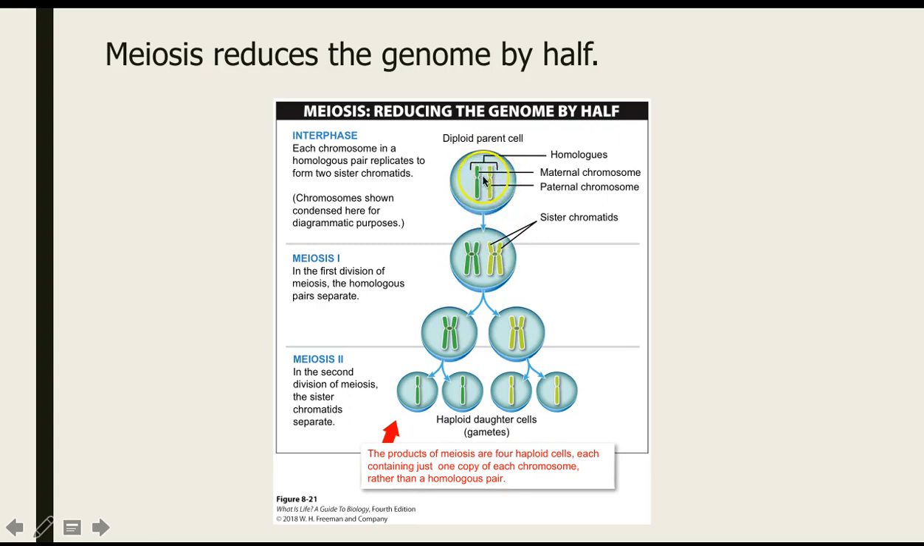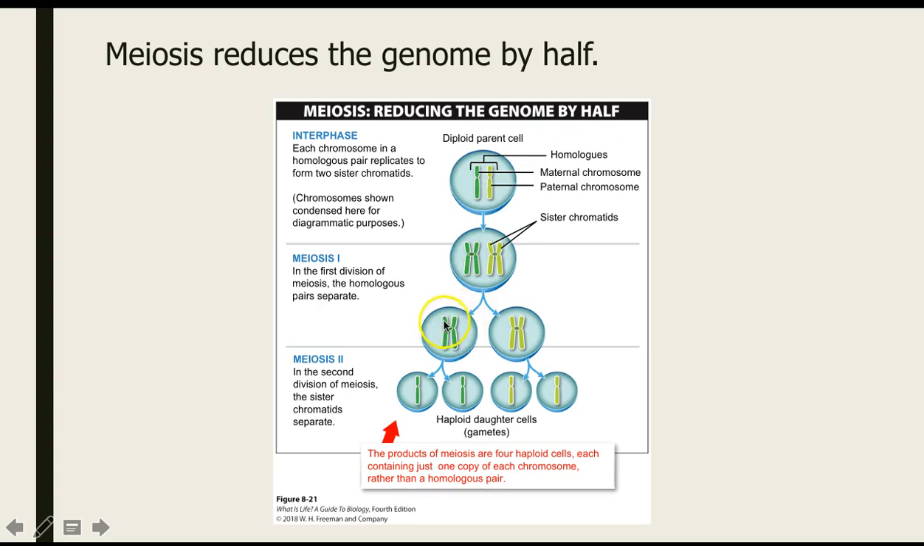And just focusing on these 2 homologous pairs, this one from mom, this one from dad, we say that this is one homologous pair. Same thing here. This one's from mom, this one's from dad. This is one homologous pair, 2 chromosomes. During meiosis 1, homologous pairs separate. If you look in each of these cells, this cell only has 1 chromosome. This cell only has 1 chromosome.